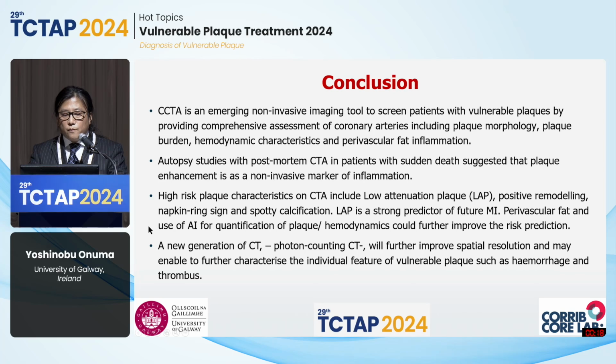Perivascular fat and the use of AI for the quantification of the plaque or the hemodynamics could further improve the risk prediction. Newer generation CT, such as photon counting, might further improve the spatial resolution and may enable us to further characterize the individual features of the vulnerable plaque, such as hemorrhage and thrombus.